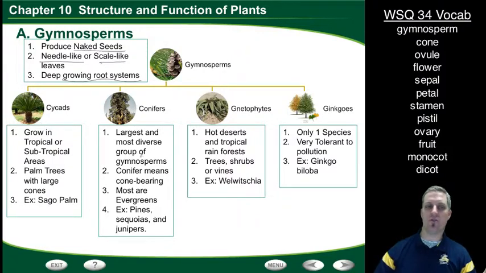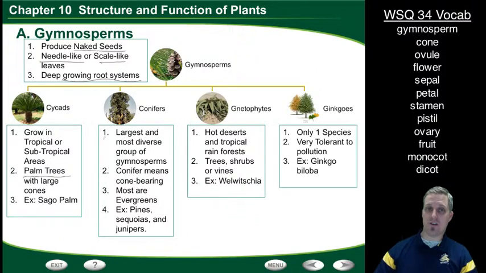Cycads grow in tropical or subtropical areas. These include palm-like plants with large cones. An example would be the sago palm, which you can get at Costco, and a lot of people grow those, the short, squat palm tree, not the tall ones, which would actually fit as angiosperms. But these are the cycad group, and they grow pretty good-sized cones, and they typically grow in more tropical areas. That's the first group.